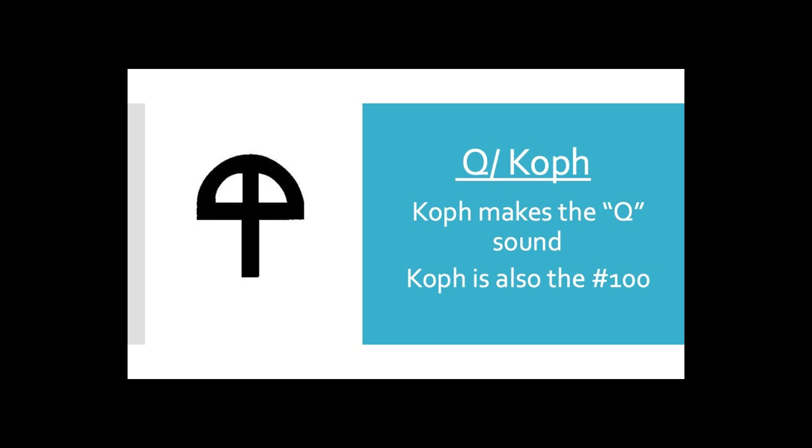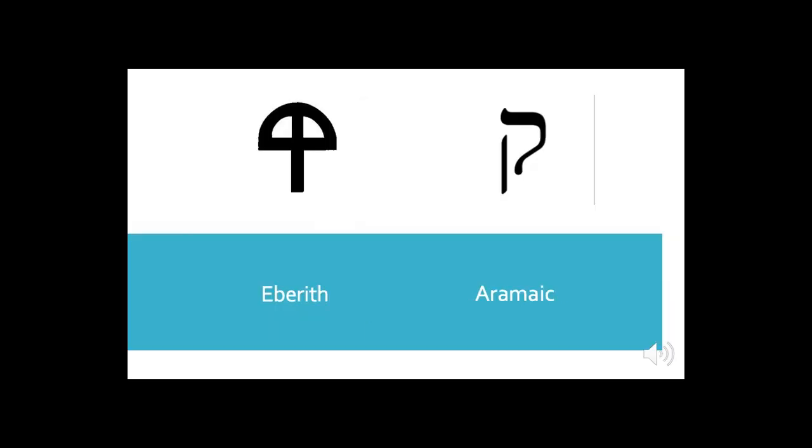And let's look at what that looks like between the Ivrit and the Aramaic. The Ivrit is like a little umbrella. And the Aramaic reminds me of a symbol that is on a Catholic priest's robes. I remember seeing that growing up so much. But anyway, that's neither here nor there. That's what they look like.